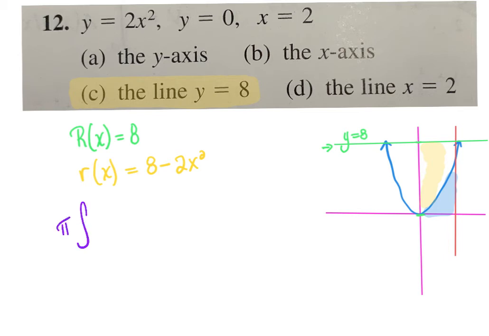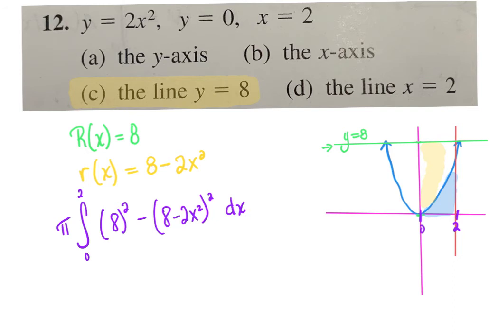I'm still going to do from 0 to 2, the same way I would have set up, because I'm doing it in terms of x, right? So I'm still going to go from 0 to 2, because those are the limits that I have on my x's. 0 to 2 is still going to be there. My first function is just going to be 8 squared. My second function is going to be 8 minus 2x squared, squared. And that's what that setup is going to look like.